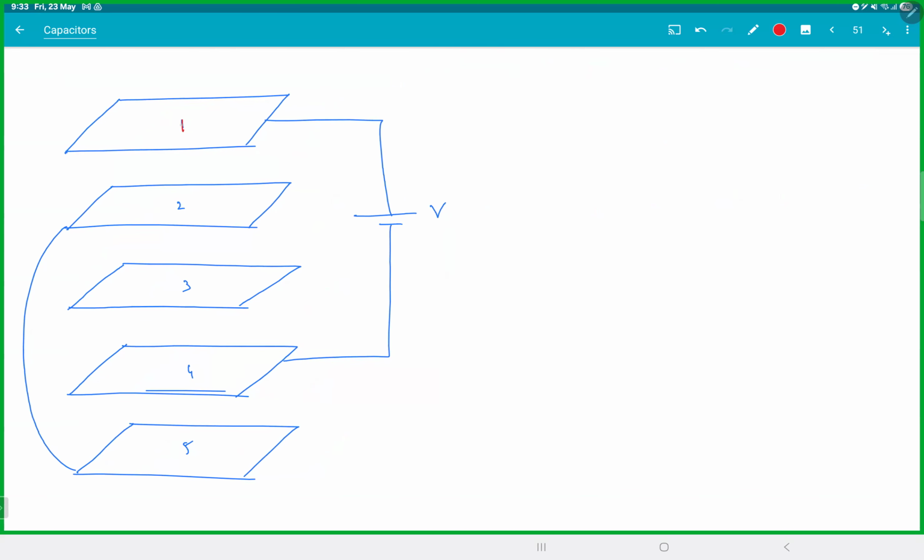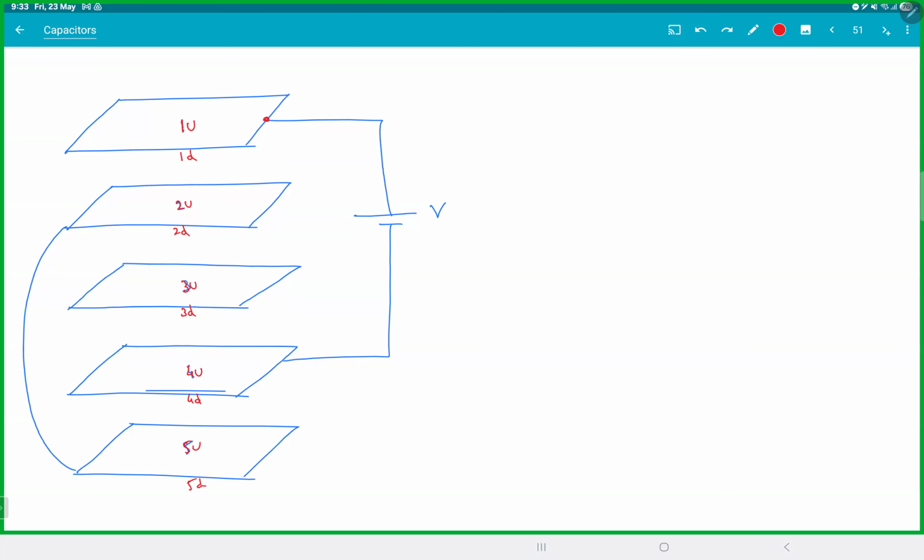So let's name them: 1 up, 1 down, 2 up, 2 down, 3 up, 3 down, 4 up, 4 down, 5 up, and 5 down. Now tell me one thing, what is a capacitor? Is the plate the capacitor? The space between the plates is a capacitor, isn't it? So there is 1, 2, 3, and 4. There are 4 capacitors here. Be careful with that. Plates are not the capacitors.